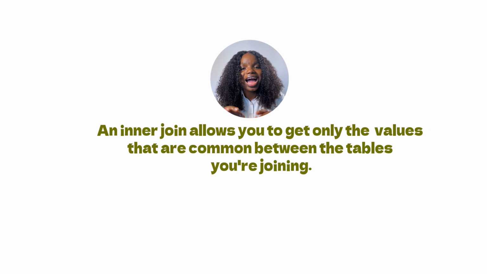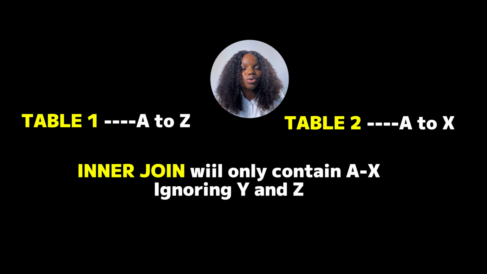Now, when should you use an inner join? An inner join allows you to get only the values that are common between the tables you are joining. So for example, you have A to Z in one table and you have A to X in another table. When you do an inner join, you only get A to X. Y and Z from one table that is not in the other table will definitely be ignored. It would be taken out because we are doing an inner join.